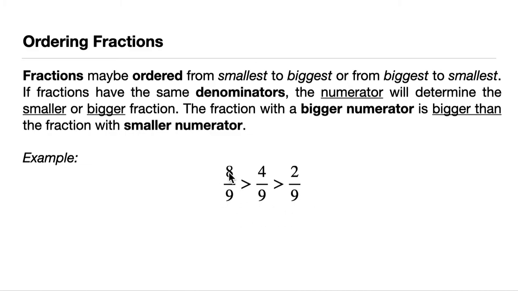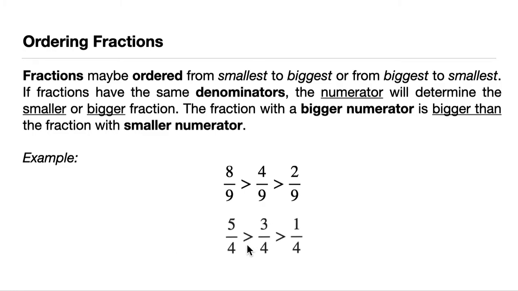Now we see here that 8 over 9 is greater than, we read this as greater than, 4 over 9, which is also greater than 2 over 9. So the greatest is 8 over 9, the least is 2 over 9, and the one in the middle is 4 over 9. We can see that the numerator has the decreasing amount or value on the fraction part. So this is true if the denominators are the same.